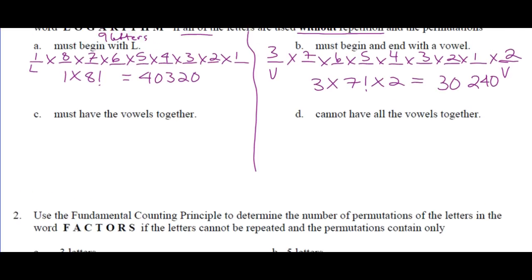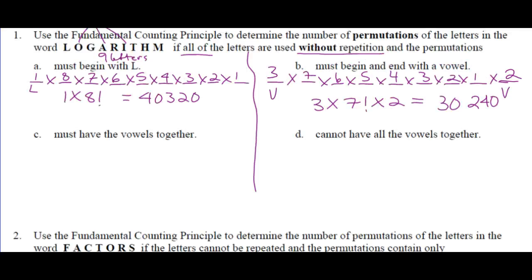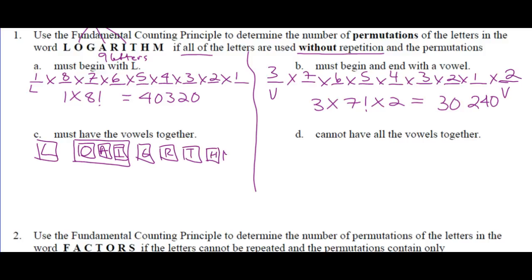Must have the vowels together. We kind of dealt with something along this line, I think, last period. So we've got an L, the vowels O, A, I, and then we've got the G, the R, the T, and the H.